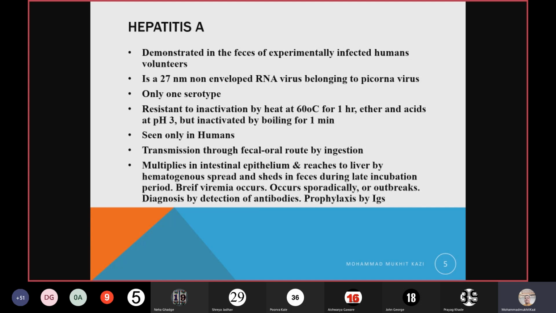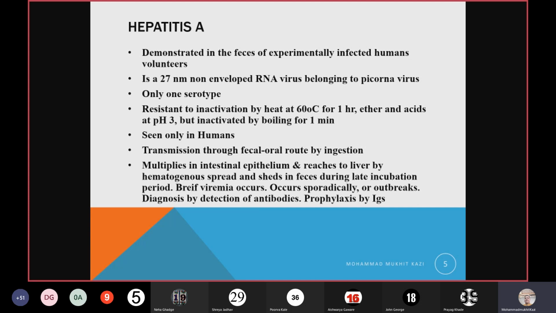Generally, it occurs sporadically, meaning one or two cases, or sometimes it also occurs as outbreaks. I usually refer to these incidents. Hepatitis A generally occurs as sporadic cases, one or two cases somewhere, but sometimes it occurs as an outbreak also. In Baramati, almost 12 years back, there was a huge outbreak.